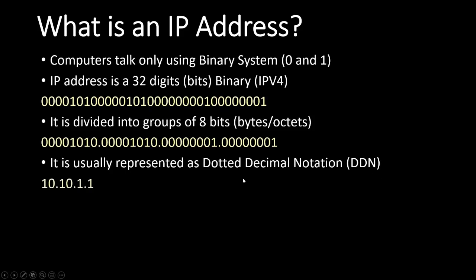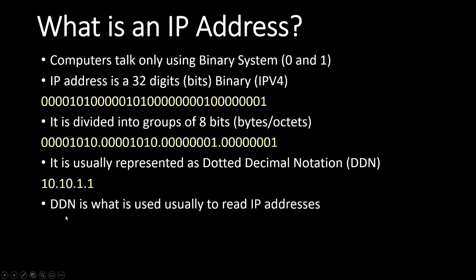So for example, this IP address here, which is 32 bits, can be represented as 10.10.1.1. If you convert this binary number into decimal using the techniques that we discussed in part 2 of this series, you will get this IP address. So this IP address here, which is in binary system, is usually represented as this number, which is decimal. And we get this by converting these 8 bits into decimal, and then these 8 bits into decimal, and the same here for these 8 bits and 8 bits.